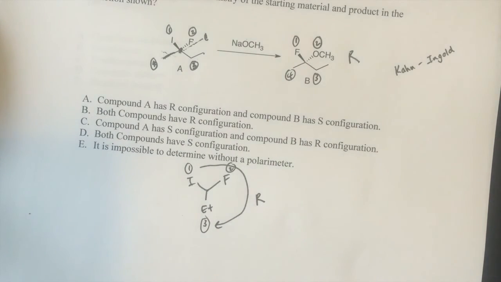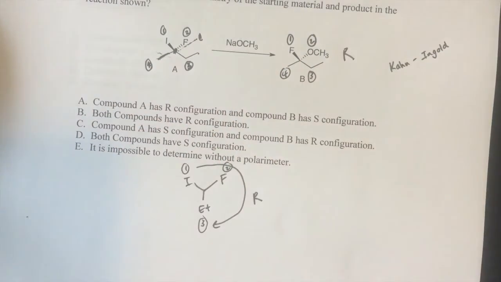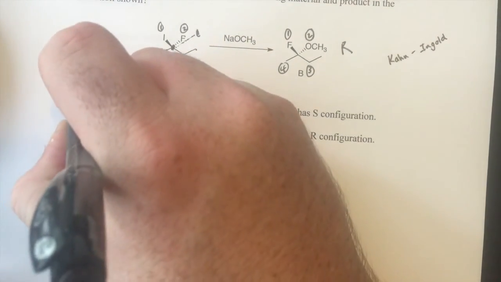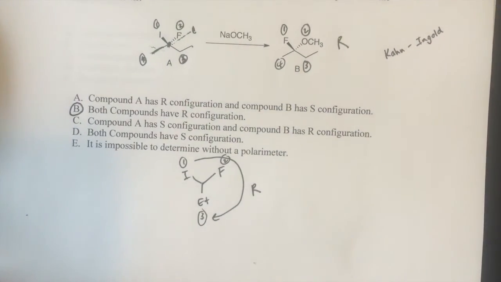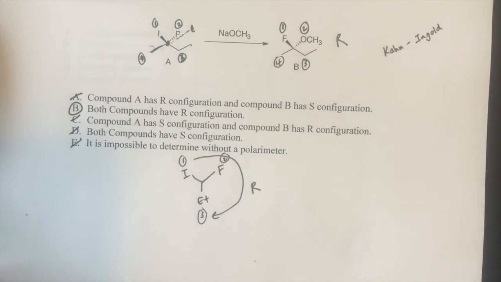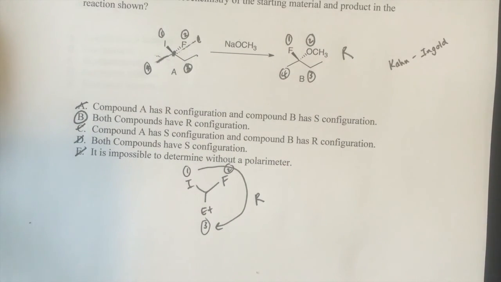So the answer here, therefore, is that it's an inversion of configuration, but in this case, the stereochemistry did not change. We started with an R and we ended with an R. So both compounds have R configuration. Answer choice B, therefore, will be correct. All the other answer choices are incorrect. All right, thanks, guys. This is a great example to go over. Make sure you understand exactly what I'm talking about. Make sure you understand exactly what the difference is between the configuration and the stereochemistry.